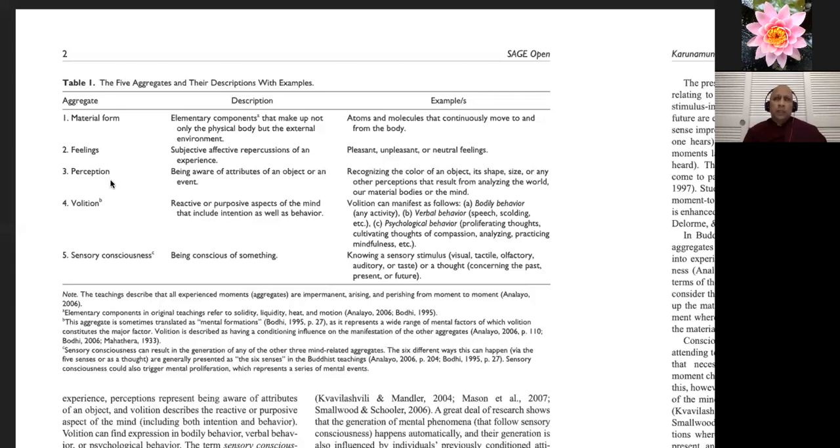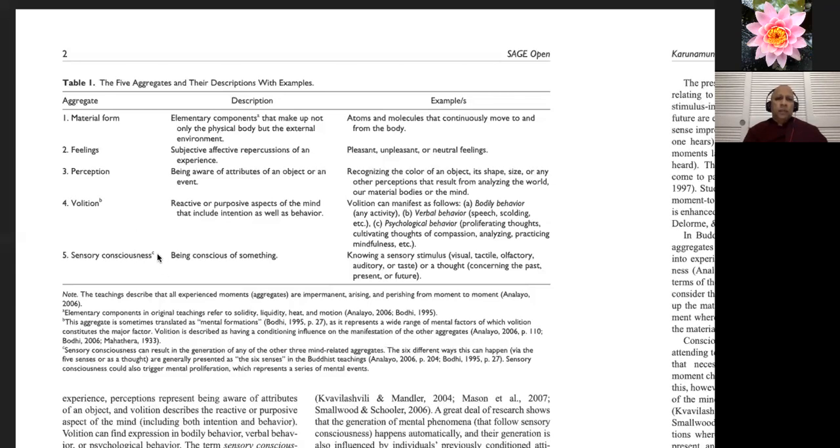And in this moment, my sanya, my perception, is about this computer screen. I'm just moving the cursor around the word perception. But the next moment, I would move my cursor onto the chat box, and maybe I will start typing something in. That's the perception again. And the volition is the reactive or purposive aspect of the mind that includes intention as well as behavior. We purposely, intentionally create ideas, concepts, dreams and all that. That is what the volition does.